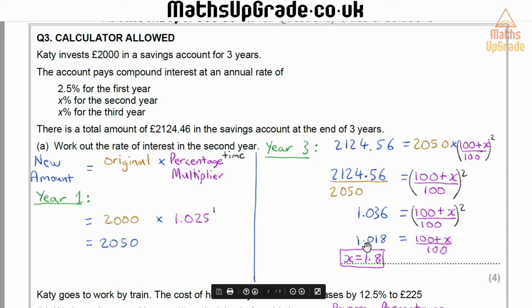To solve this, I'll skip a few steps here since I've run out of working out space. But I'm just going to multiply by 100 and then subtract 100. So if I multiply by 100, that'll give me 101.8. And then if I subtract 100, that'll give me 1.8. So the percentage interest rate for the second and third years was 1.8%. That's 4 marks for that question.